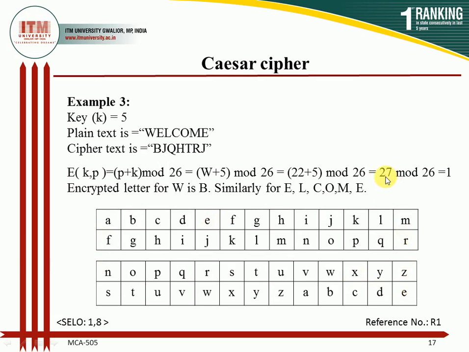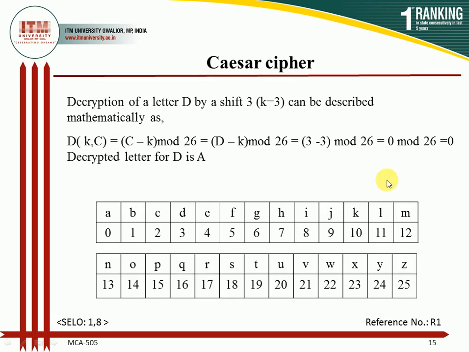So in that case, we have to take a mod with 26, which gives 1. Can we represent 1 as an alphabet? Yes, 1 is represented as B, right? So I think it will be clear to you why we are using the mod here, because if the number is greater than 25, then we can't convert the number to an alphabet.